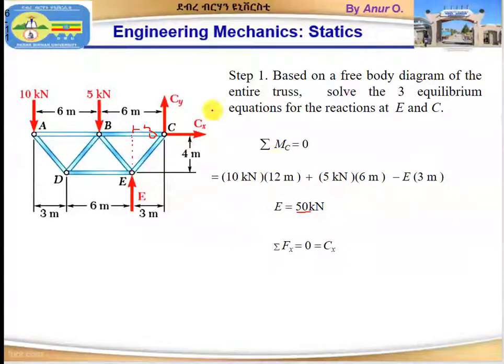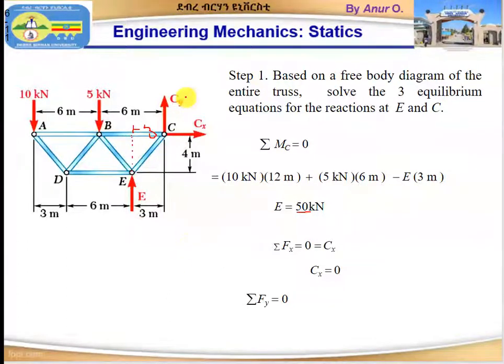Okay, next, summation of force in the x direction must be zero for the structure to be in equilibrium. Because we don't have any force applied in the x direction, Cx will be 0. Next, what's left is Cy. Because all the others are known, I can use summation of forces along the y direction to find Cy.